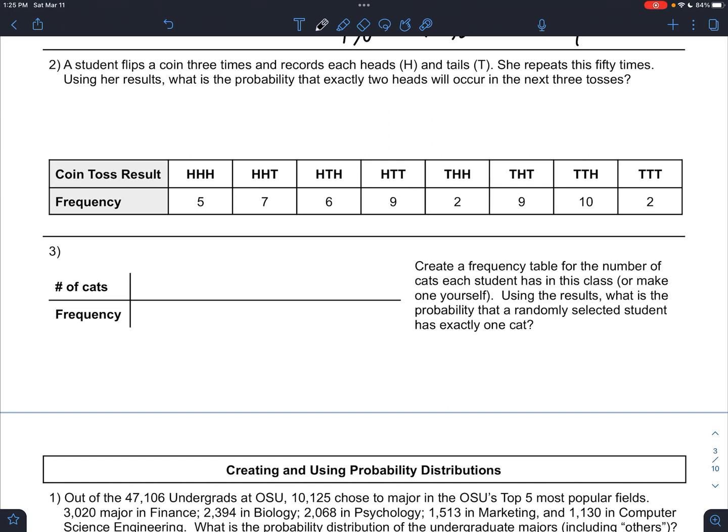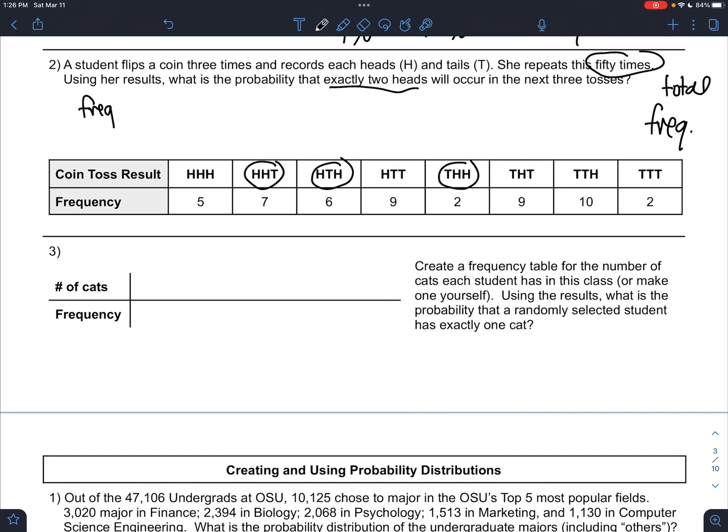Okay, so here's an experiment where a student was flipping the coin 3 times and recording the exact heads and tails that they got. And they did this 50 times. So this is the total frequency. Using the results in the table, what is the probability that exactly 2 heads occur in the next 3 tosses? So if she were to go for that 51st trial, what do you think that should get?